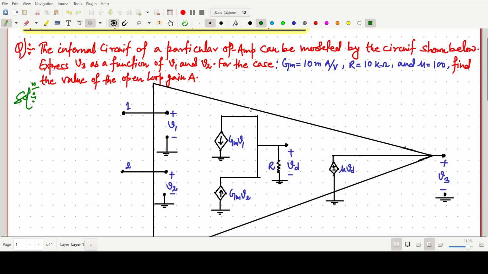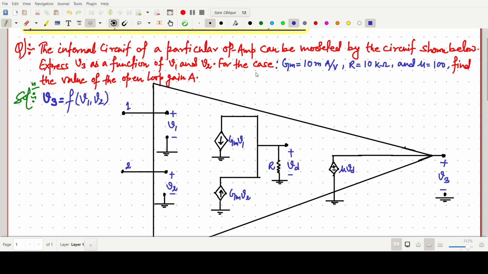This one is the circuit model of an op-amp. We have to express v3 as a function of v1 and v2. This is what we have to do.